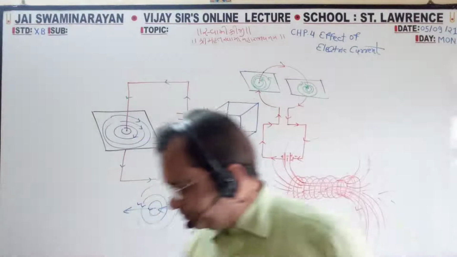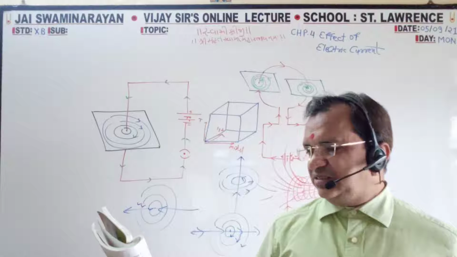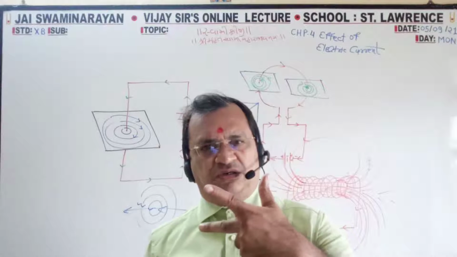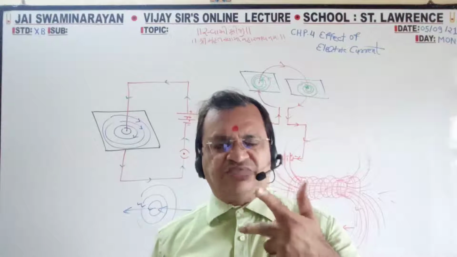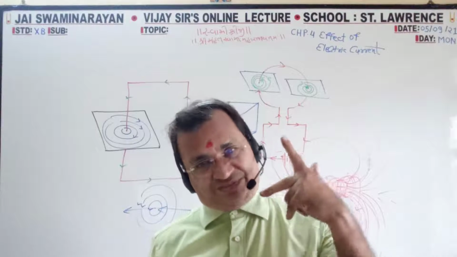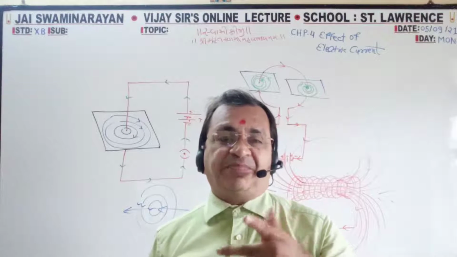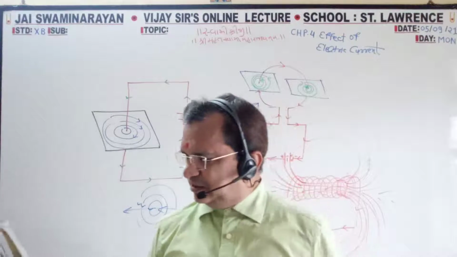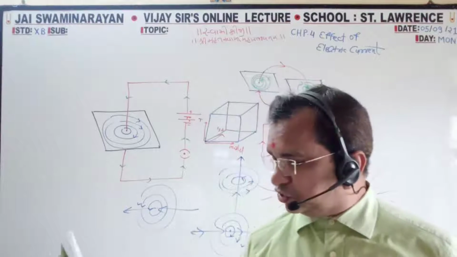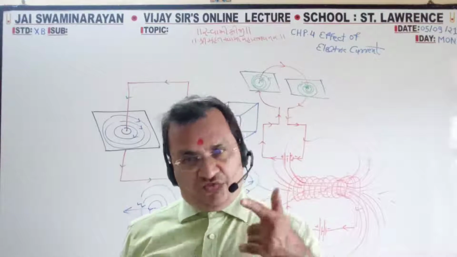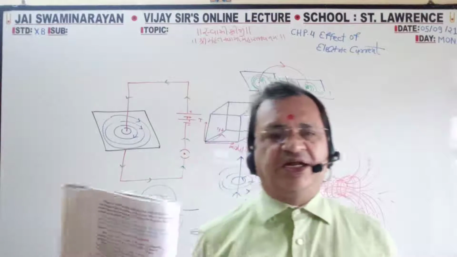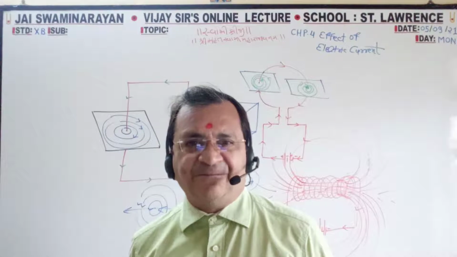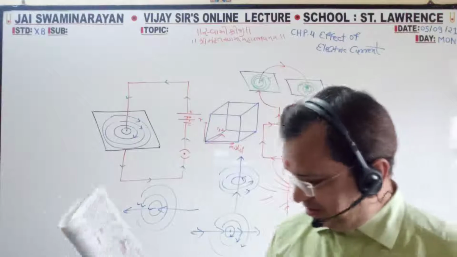So if they ask Fleming's left hand rule, what will you write? Stretch your thumb, first finger and middle finger of the left hand mutually perpendicular to each other like this. Then you have to write the three directions. Thumb indicates the force on the conductor. First finger shows the direction of the magnetic field. Middle finger shows the direction of the electric current.